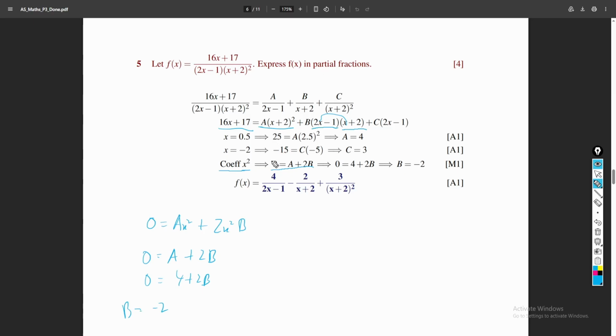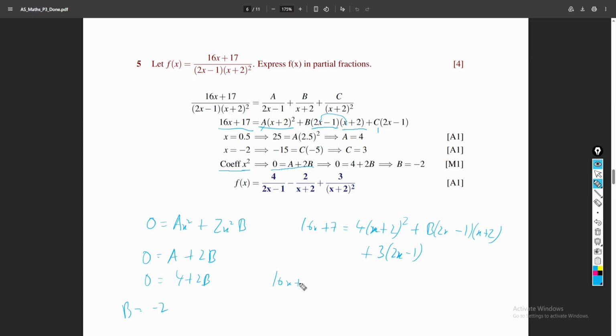So that's one way. Another way we could do is apply the values of a and c into this equation, and then compare. So let us do that. So 16x plus 7, we put the value of 4(x plus 2) whole square plus b(2x minus 1)(x plus 2) plus c is 3, so 3(2x minus 1). So over here we simply open the brackets now.